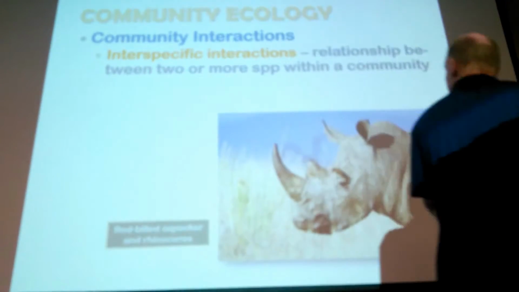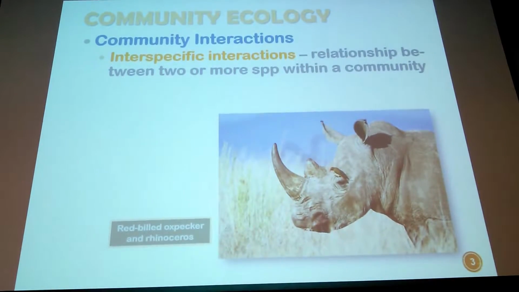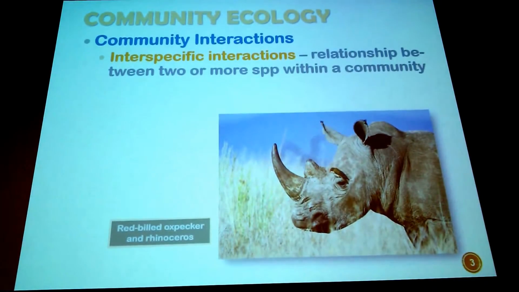I have questions. So, a relationship between two or more species within a community. Take the red-billed oxpecker and the rhinoceros. You can't see it, but there's a little bird sitting right here on this rhino. What it's doing is going around picking the ticks off the rhino. The rhino is not harmed by it, and actually benefits from it. The bird gets food from it. Everybody wins.